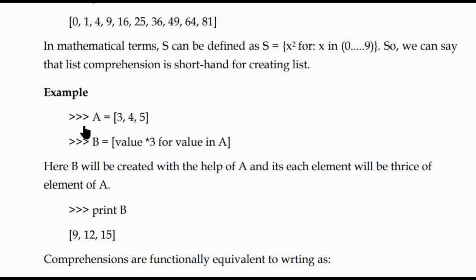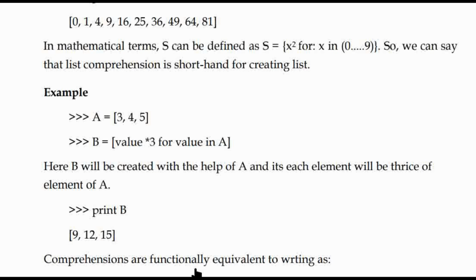Example: A = [3, 4, 5]. B = [value * 3 for value in A]. Here B will be created with the help of A, and each element will be thrice the element of A. Print B: 9 12 15.